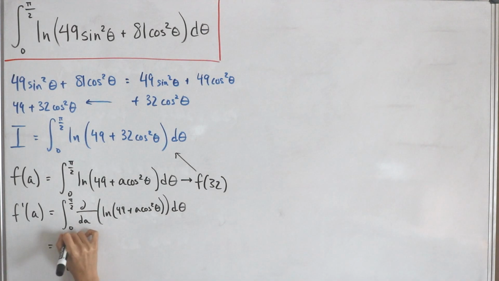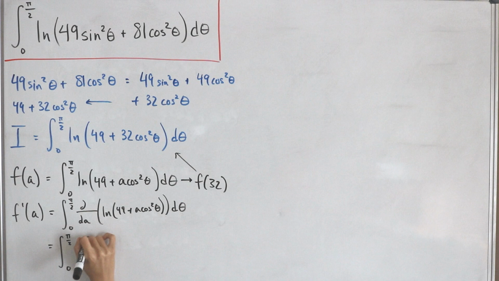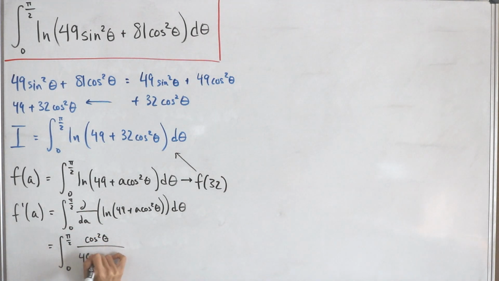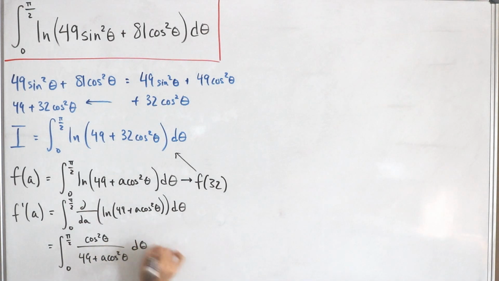We'll now have the integral from 0 to pi over 2 of cosine squared theta on the numerator, divided by 49 plus a times cosine squared theta, d theta.